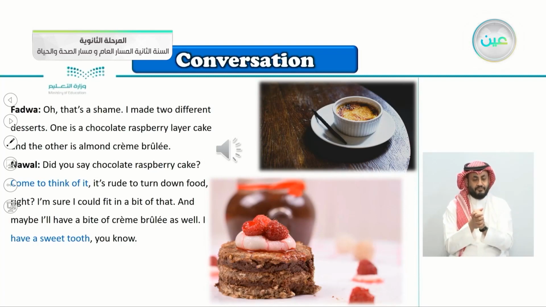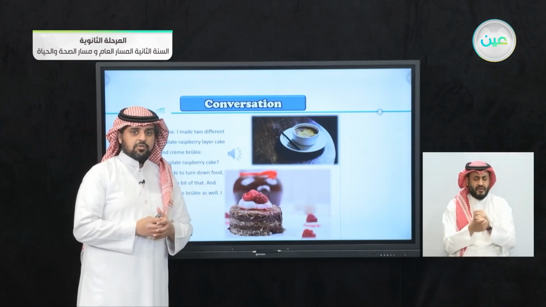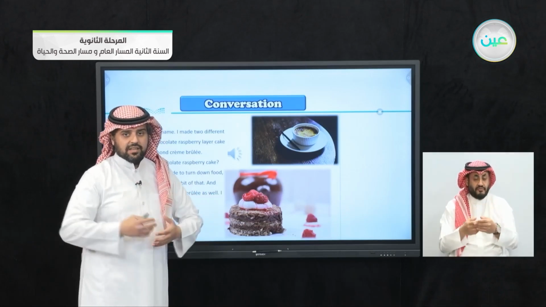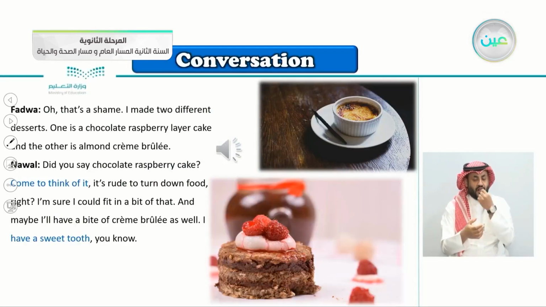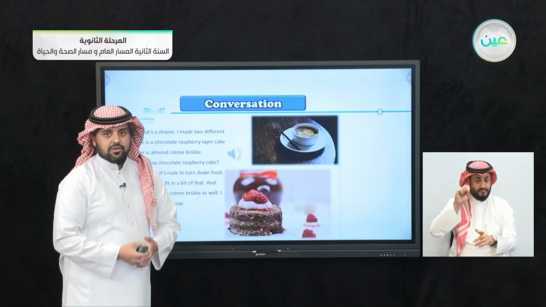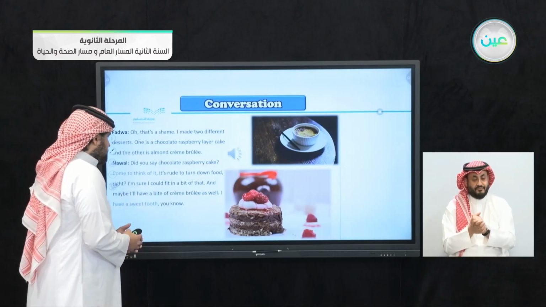So you notice here that Nawal changed her mind because she said she's stuffed, she's full, she can't eat another bite because she was offered a chicken and asparagus. But once Fadwa said that she wants to offer dessert, here Nawal couldn't refuse. You can notice here, did you say chocolate raspberry cake?